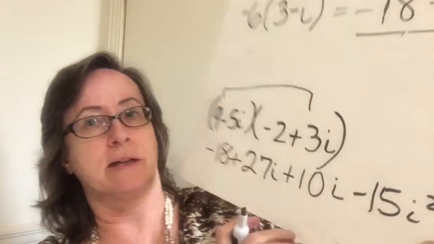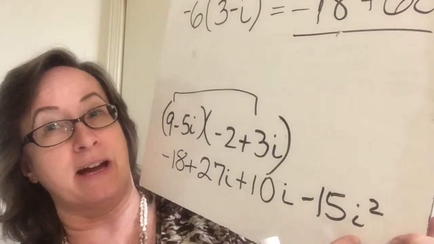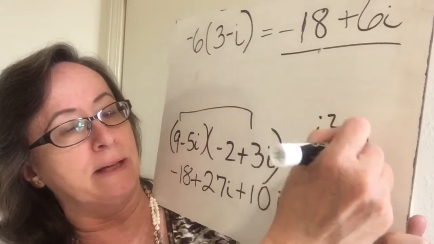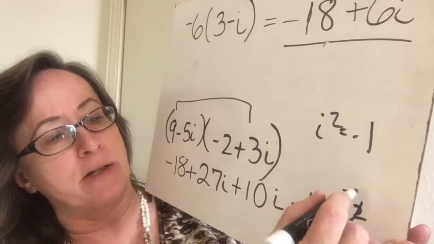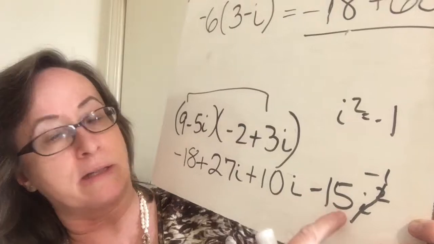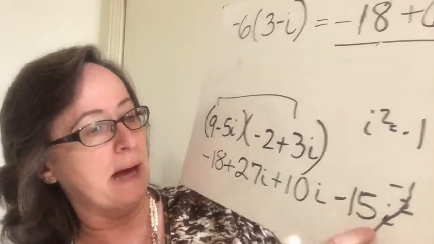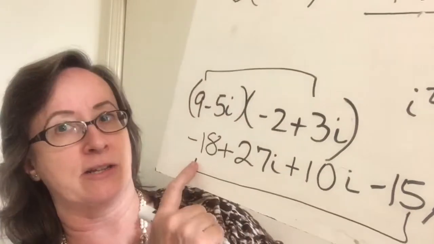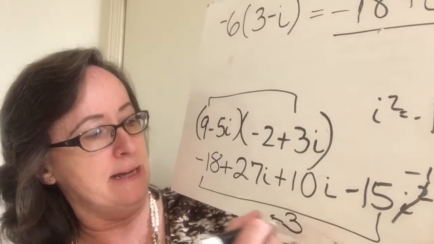-15i squared. Okay? Now, the i squared, remember, is defined as -1. i squared is always -1. So now we're going to change the i squared to a -1, which is going to make this -15 times a -1 into a +15.